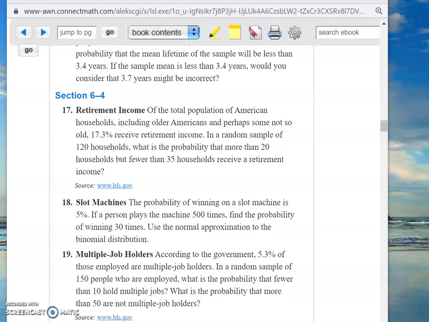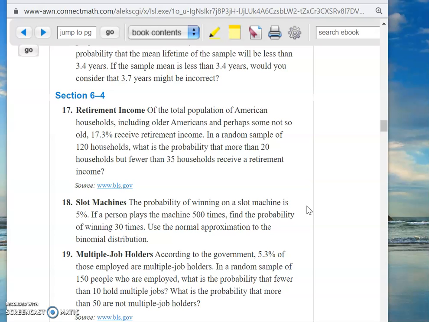Okay, folks, I want to do a problem from section 6-4. This is the section that talks about how we use the normal distribution to approximate the binomial distribution. Now obviously I can't do the entire lecture again. I already discussed it previously, but I thought doing an actual problem from the exercises might be of some value.